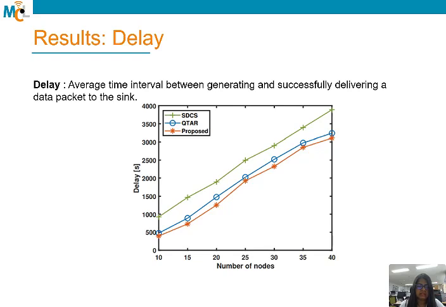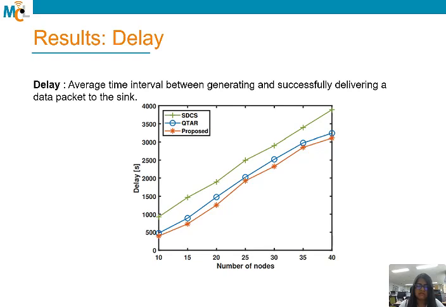And another result is the delay, which is calculated as the average time interval between generating and successfully delivering a data packet to the sink. Here, compared to the other two protocols, the proposed protocol exhibits a lower delay because the sender selects the next hop forwarder from the higher level sensor nodes, which are closer to the sink. So it takes fewer hops and reduces the delay. Additionally, the AUV temporarily collects and delivers data from the cut vertex to the sink in this approach. So this way, the proposed protocol has less delay compared to the other protocols.